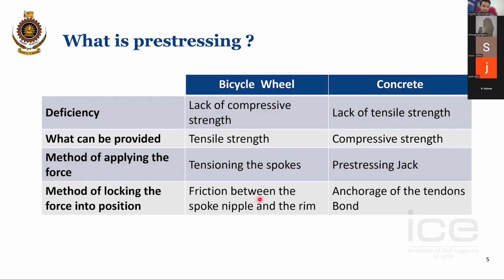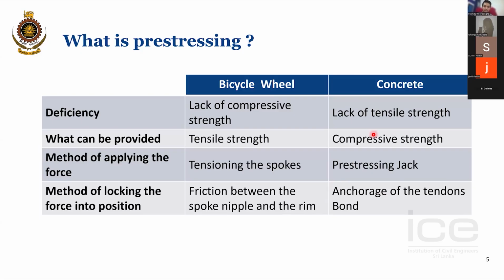So in terms of locking, for the bicycle wheel, we are using the friction, or the spoke is connected from the nipple and the rim. So the friction between the nipple and the rim holds or locks that force together. Whereas in concrete, it could be either the anchorage of the tendons. Anchorage means if it is a post-tension member, we anchor from two ends so that the force is locked, or else it can be the bond between the tendon and the concrete once you release the stress. I will explain that in more detail, but try to get the idea.